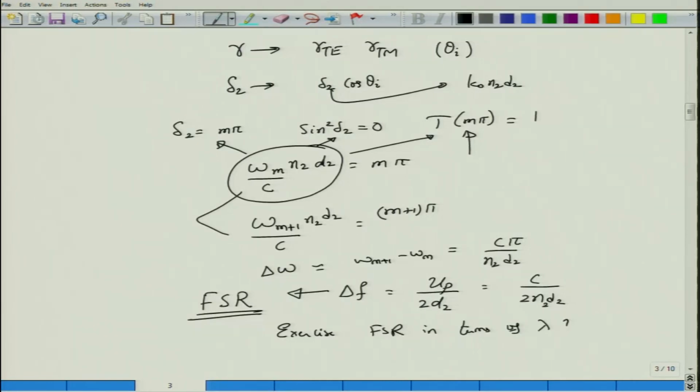So you find out what is the expression for FSR in terms of wavelength. Well, you just have to replace these conditions by 2 pi by lambda (m plus 1) and 2 pi by lambda m, and appropriately adjust or find out the value of delta m.